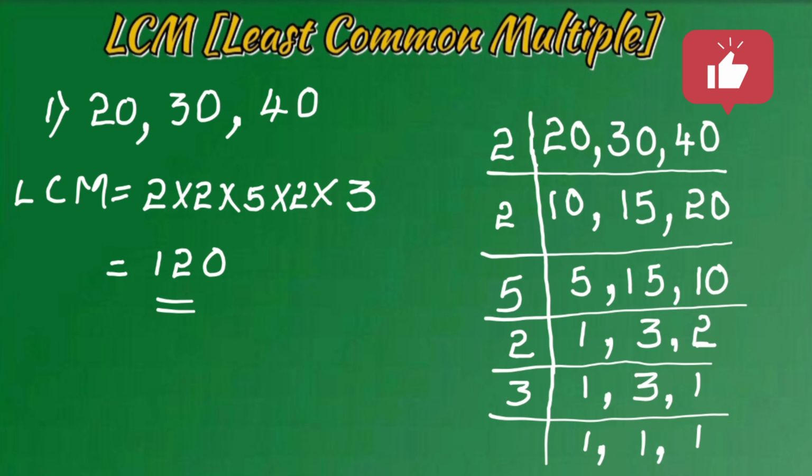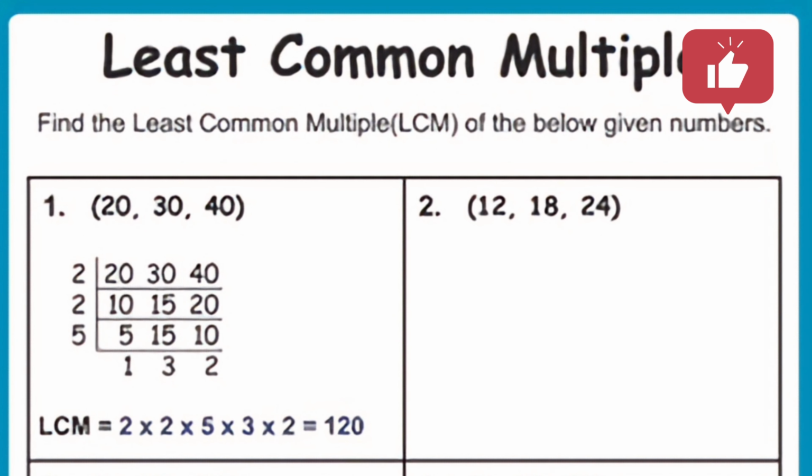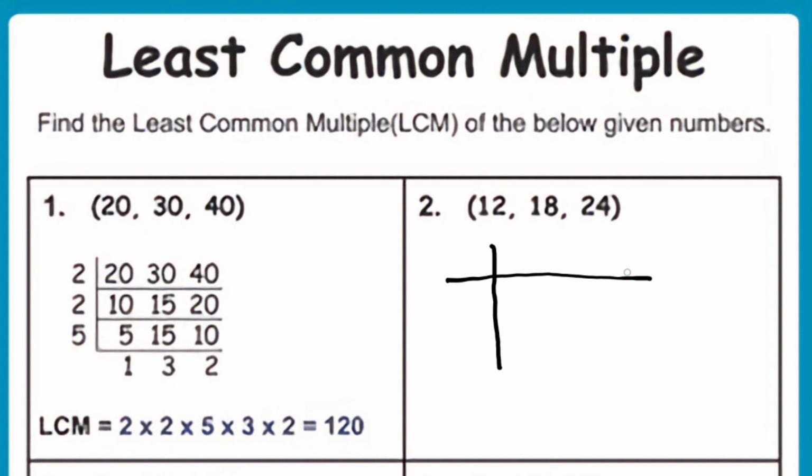So let us solve some more questions to find the LCM of the given numbers. The first we have done already. In the next question we have 12, 18 and 24. So let us divide them at the same time to get the LCM. 12, 18 and 24, all of them can be divided by 2. So let us divide all the given numbers by the number 2. If we divide them by 2, we will get 6 2s are 12, 9 2s are 18 and 12 2s are 24.